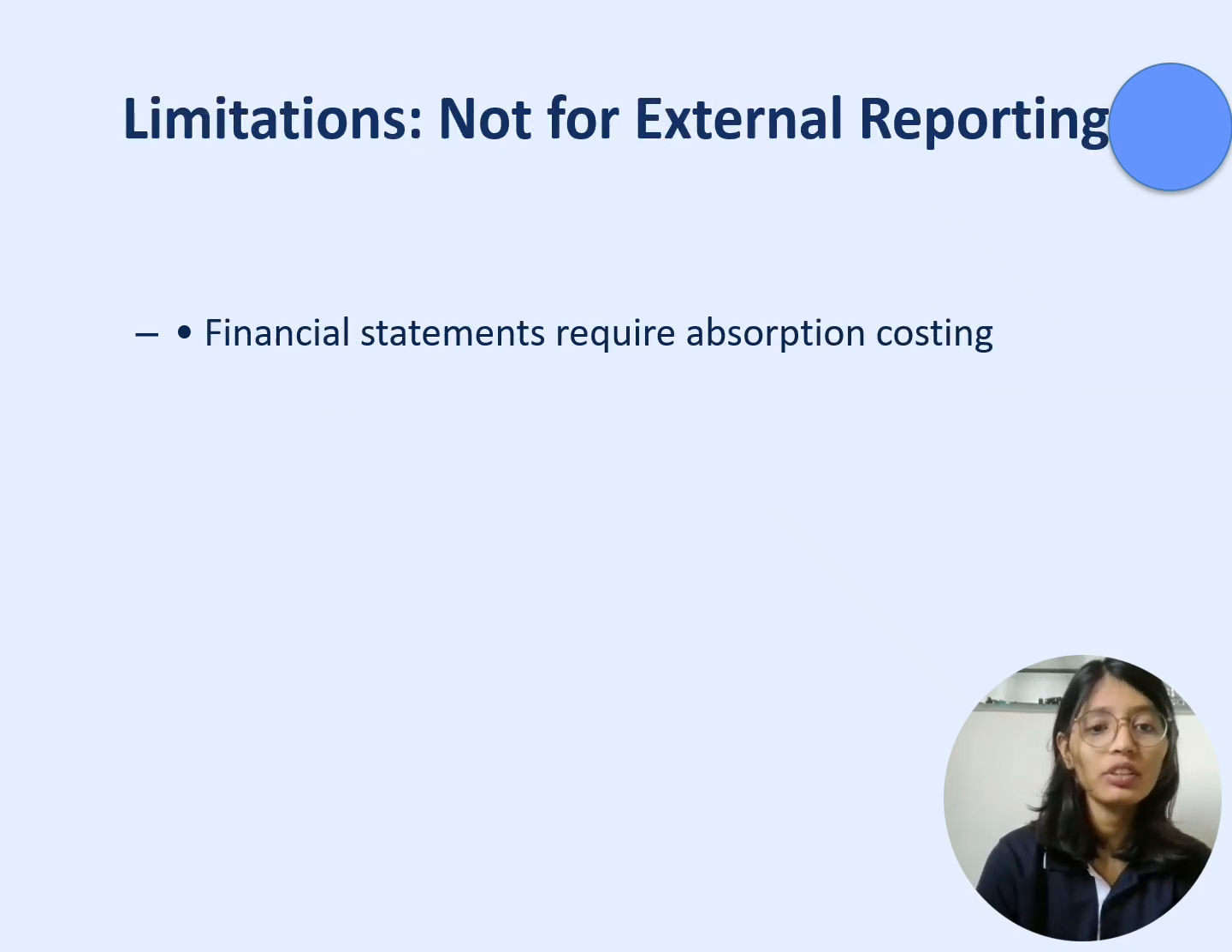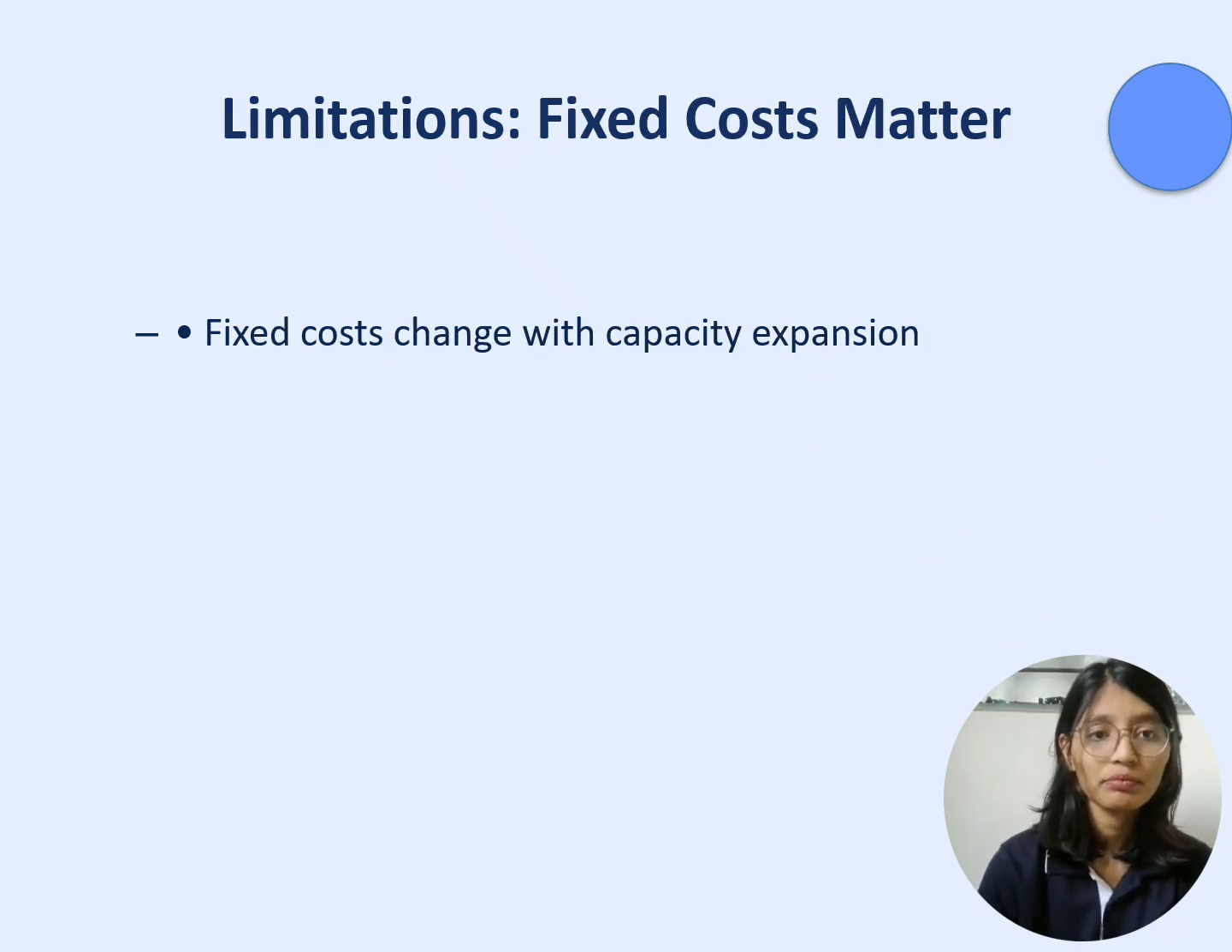Now, we'll learn about limitations of marginal costing. One major limitation of marginal costing is that it is not suitable for external financial reporting. Accounting standards require the use of absorption costing for preparing financial statements. Therefore, marginal costing cannot be used for statutory purposes.